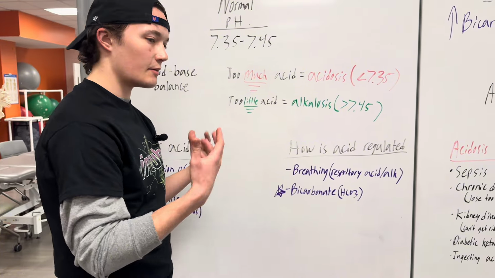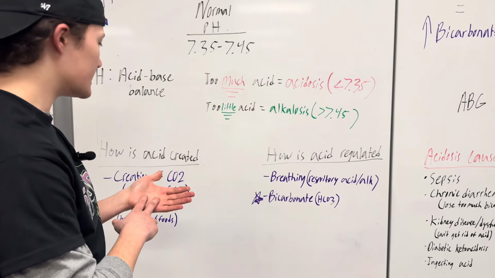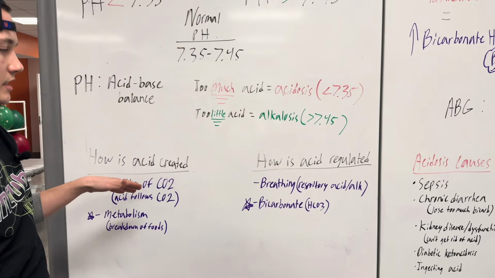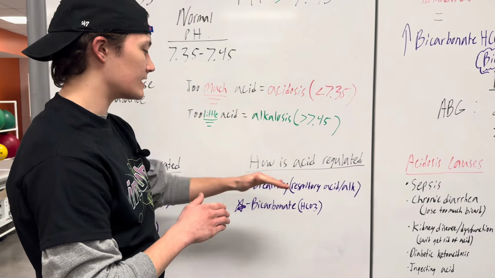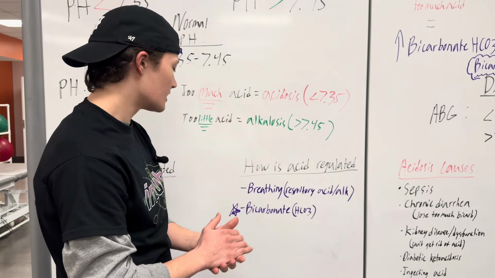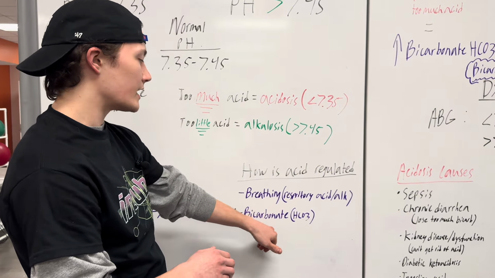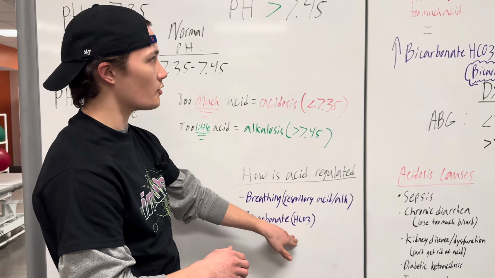Now, how is this acid that we built up through carbon dioxide, through metabolism and everything, regulated? One is through breathing, which is that creation of the CO2. Like I said, we're not going to get into that today. That is respiratory acidosis and alkalosis. We're going to focus on the creation and regulation with bicarbonate. Bicarbonate regulates acid. It's called HCO3.